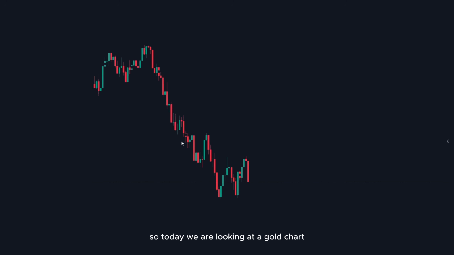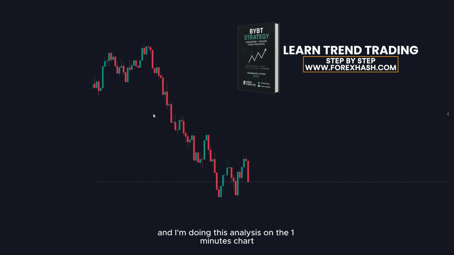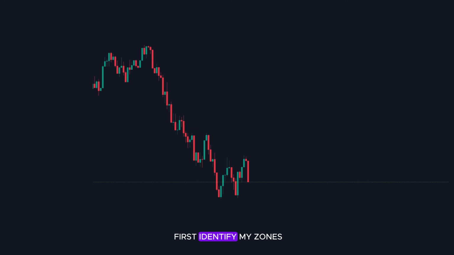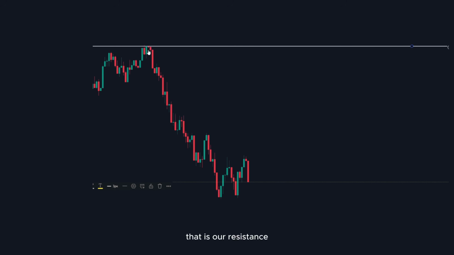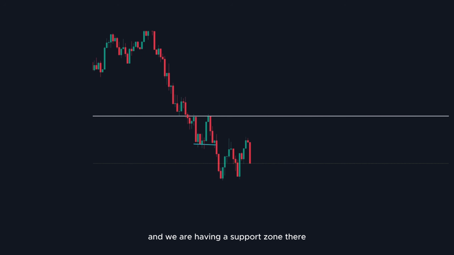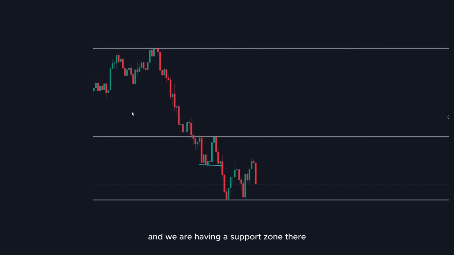So today we are looking at a gold chart. We are trading in the New York session, and I'm doing this analysis on the 1 minute chart. So I'm going to first identify my zones of resistance. That is our resistance. We are having our support zone around there. We have another zone of resistance, and we are having a support zone there.